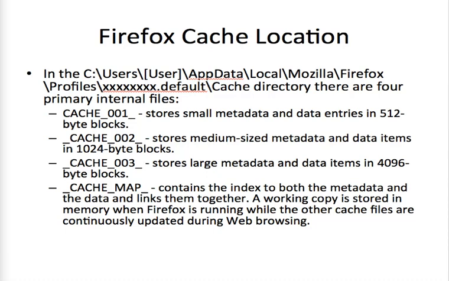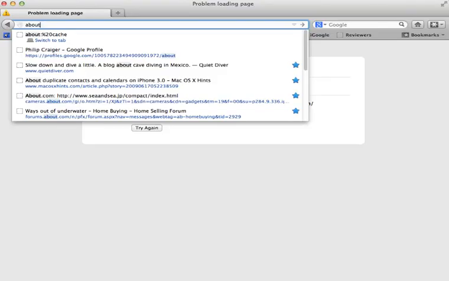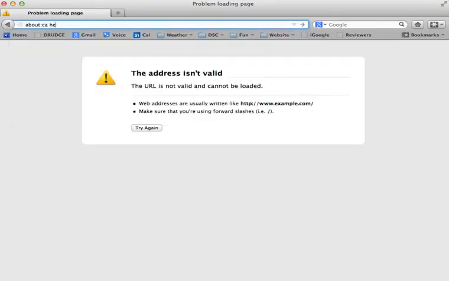updated during web browsing. But something that's really cool about Firefox is you can see very easily what you have in cache. And we'll go to the next page. As you probably already are aware, there's a way to access a lot of the attributes of Firefox right from the address bar. And if we open up Firefox, and we'll do this right here, Firefox cache.